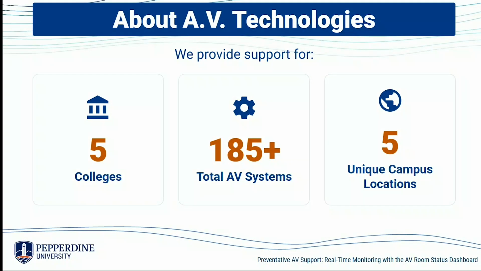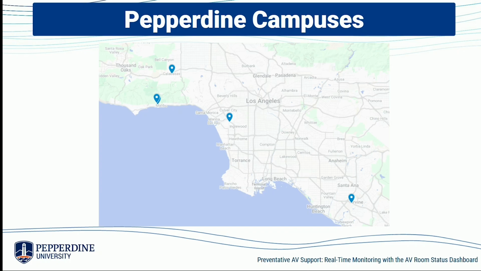So we provide support for 5 of the colleges. That's 5 out of the 6, and we have about, the number isn't exact, but it's at least 185 distinct rooms with AV systems. And of course, that's going over 5 unique campus locations. So those are, I'll get in the picture here. So they're 5, and they're spread across kind of a large location.